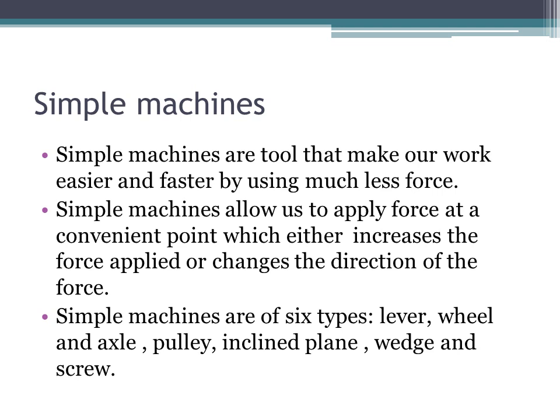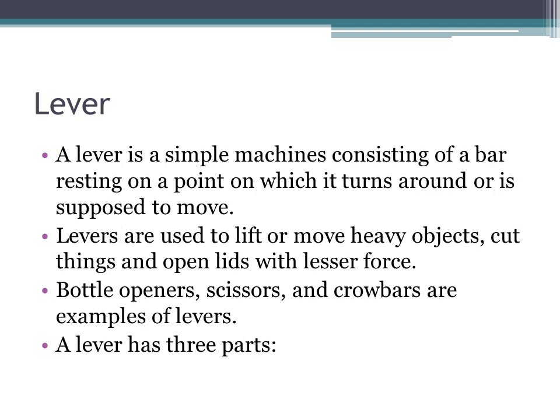First one is lever. Second, wheel and axle. Third, pulley. Fourth one, inclined plane. Fifth one, wedge. And sixth one, screw. So these are all the 6 types of simple machines. Let us discuss one by one. First, we are going to learn about the lever.